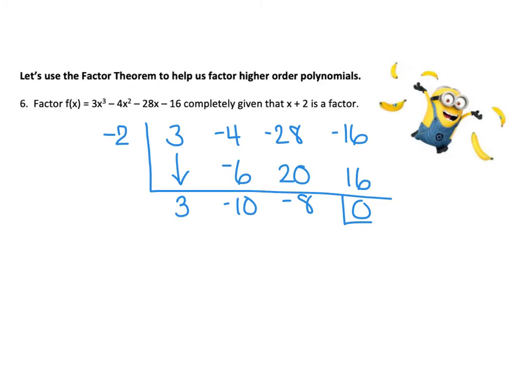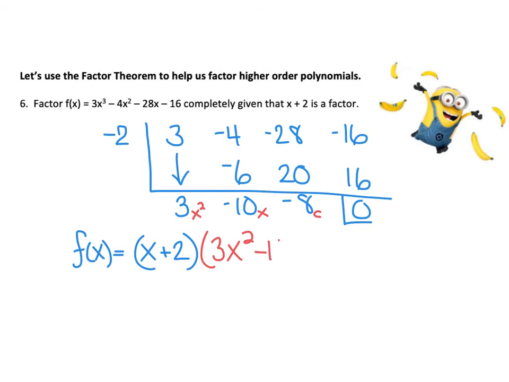And I get a remainder of 0. But I knew I should get a remainder of 0 because I was told it was a factor. So here's what I know so far just by doing that: my original polynomial is equal to x plus 2 times this remaining polynomial. This would be times 3x squared minus 10x minus 8. Okay, so this times this produces this original polynomial, right?